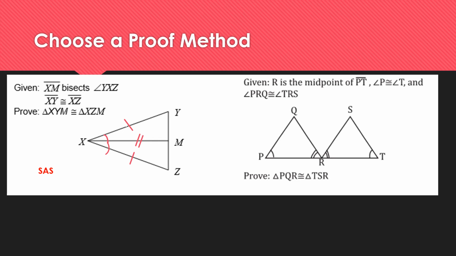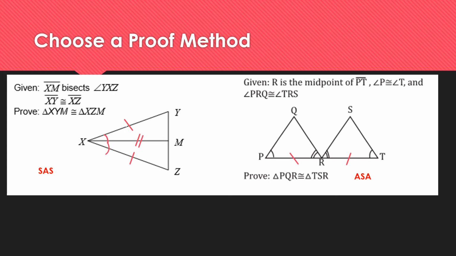In the next example, I'm given that R is the midpoint of PT. So that means I can label two segments congruent because R is the middle. I'm then told that angle P and angle T are congruent, which is labeled, and these two angles here located at R, PRQ and TRS.